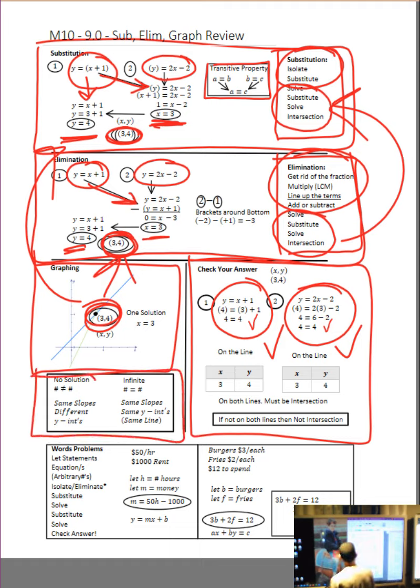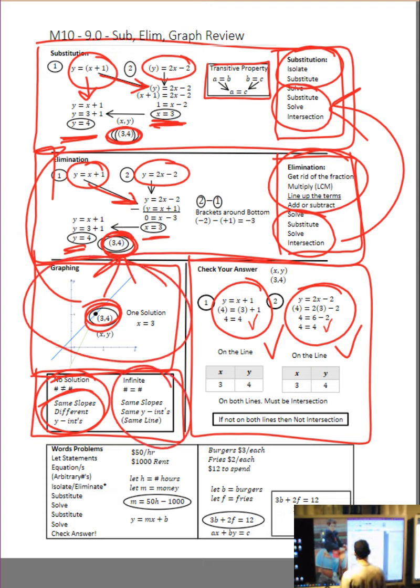Back to the left, bottom left. Remember, no solution. If you're doing substitution or elimination and you get a number not equal to a number, or you have two equations with the same slope and different y-intercepts, no solution. Obviously, the example above is one solution. Infinite solutions is if you do substitution or elimination and you get number equals number, or you have equations and you get the same slopes and the same y-intercepts and it's the same line, it's infinite.